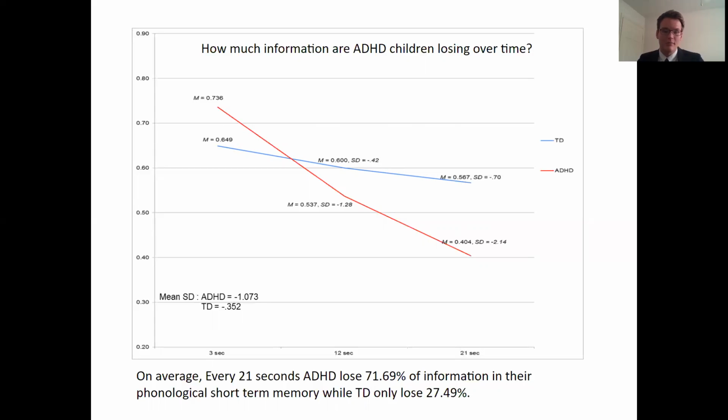which is a very large discrepancy. So what that looks like in actuality is that every 21 seconds, ADHD kids are losing about 71% of the phonological information they have in their short-term memory, versus a TD kid losing only about 27%. So to give an example, if I had a garage that is 21 seconds distance away from me, and I had my child here, if he was ADHD and I told him to get 4 items from the garage, by the time he got there, he probably would have forgotten on average about 3 of the 4 items I told him to get. While a TD kid, once he got to the garage, would probably have forgotten only about 1.